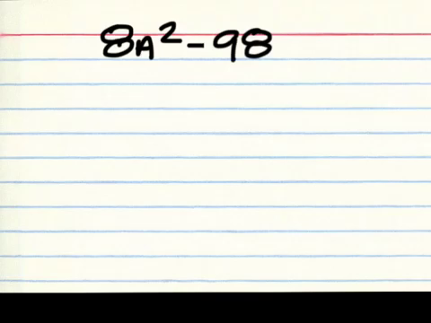There we go. Clearly, 8 is not a perfect square, and neither is 98. So we may be able to factor it to see if we can get a perfect square in each spot here, a difference of two squares. Let's try dividing by 2 and get 4a squared minus 49.